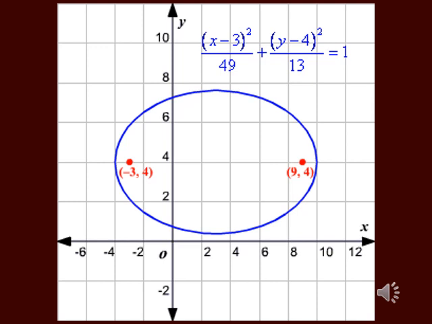The other two things that this tells me is that the distance going from the center across to the edge of the ellipse is going to be 7. It's the square root of 49, which is 7. Going up and down, it doesn't come out to be a whole number. It's going to be the square root of 13, which is about 3.5. It just means to get from the center up to the very top or down to the bottom of the ellipse, I go the square root of 13.